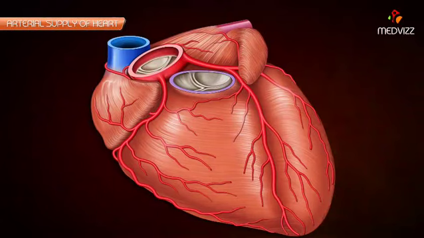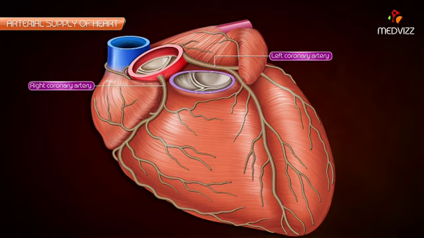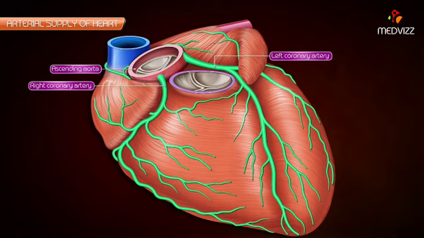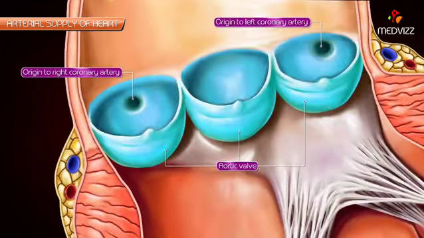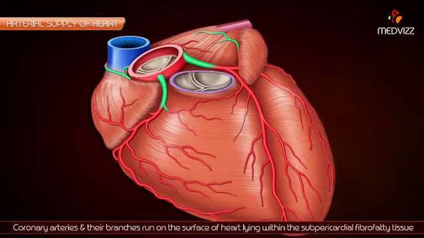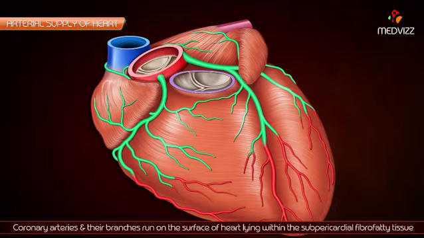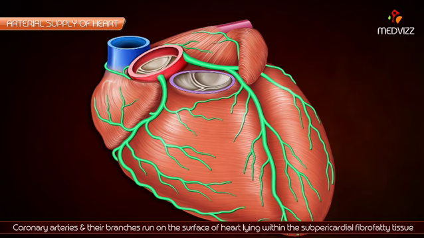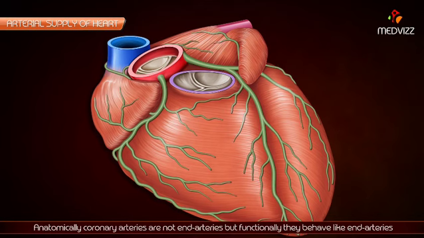Arterial supply of the heart. The heart is mostly supplied by the two coronary arteries which arise from the ascending aorta immediately above the aortic valve. The coronary arteries and their branches run on the surface of the heart, lying within the subpericardial fibrofatty tissue. Anatomically, coronary arteries are not end arteries, but functionally they behave like end arteries.